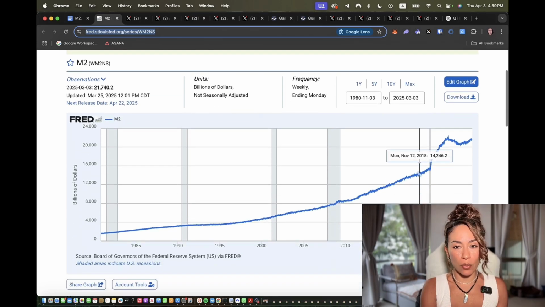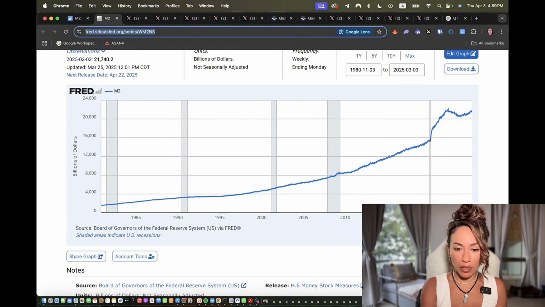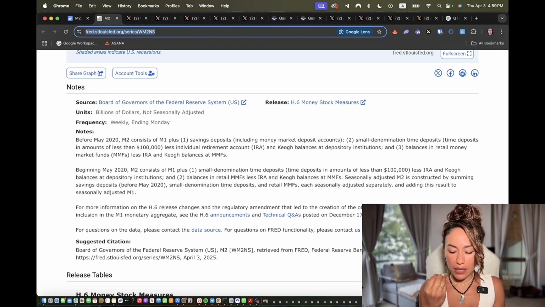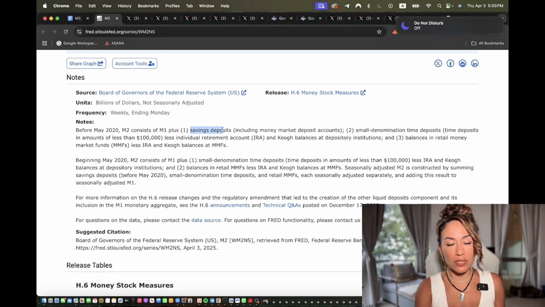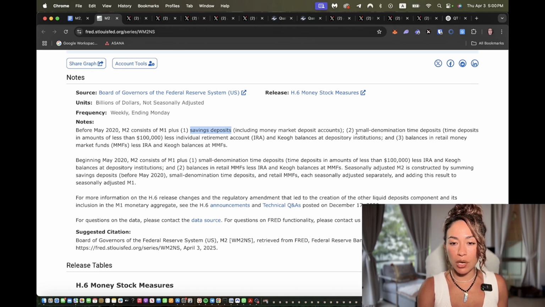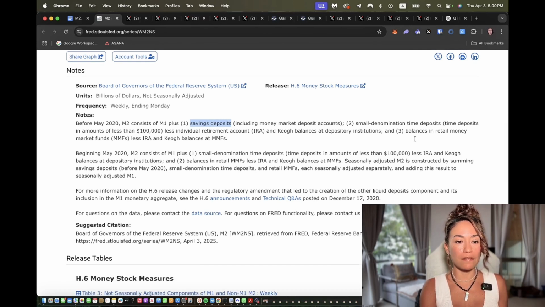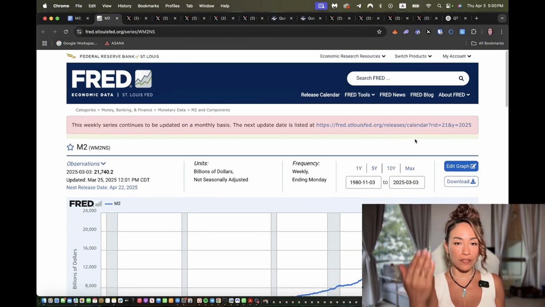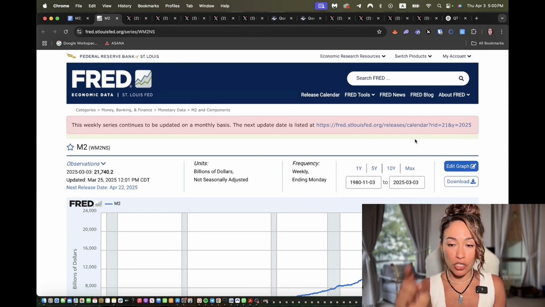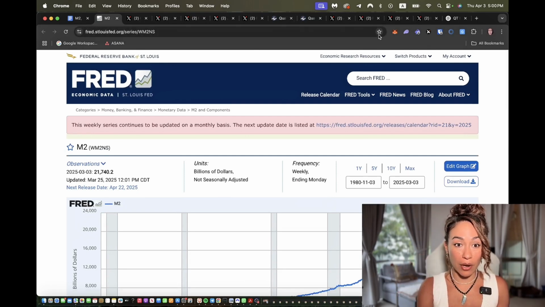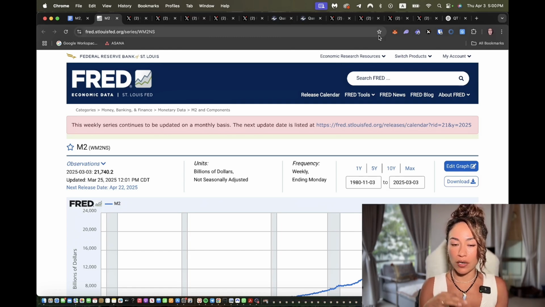You can also see when they updated it, the chart in real time, and what the global money supply is composed of, right? So you can see here that it consists of savings deposits, small denomination time deposits, less individual retirement accounts like IRAs, et cetera, balances in retail money market funds, MMFs, etc. So this is where you would go if you're interested on your own to be tracking it, and just star the page up top. And that way you can always go check it out to see where we are yourself.